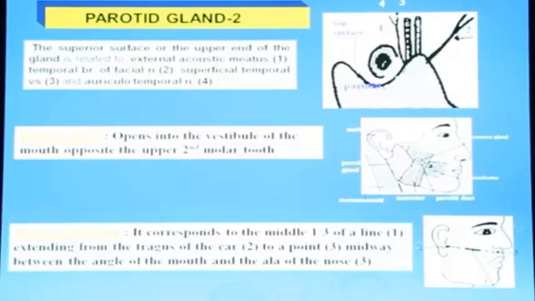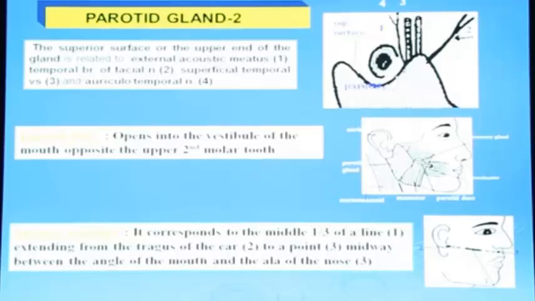Surface anatomy corresponds to the middle third of the line. This is the middle third of the line extending from the tragus of the ear to the point midway between the angle of the mouth and the ala of the nose.